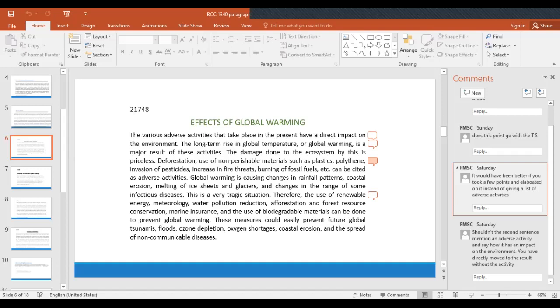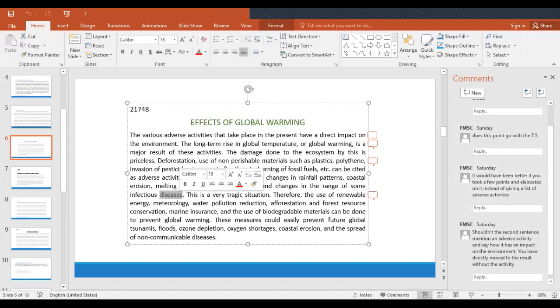Then you have said range of some infectious diseases. What are those infectious diseases? Can you mention a few of those infectious diseases and how they have become a very tragic situation?